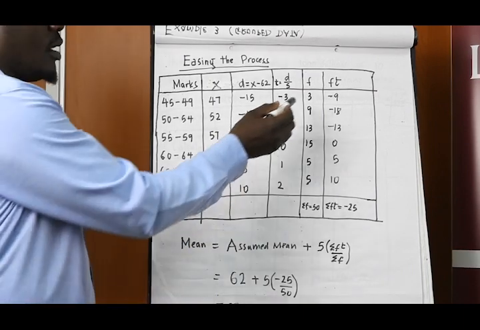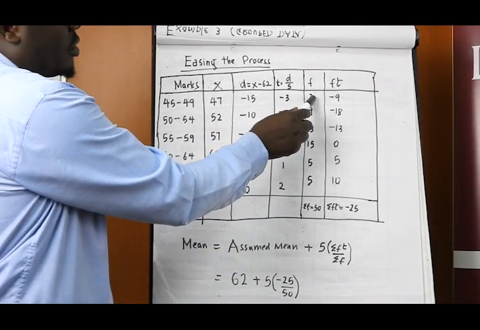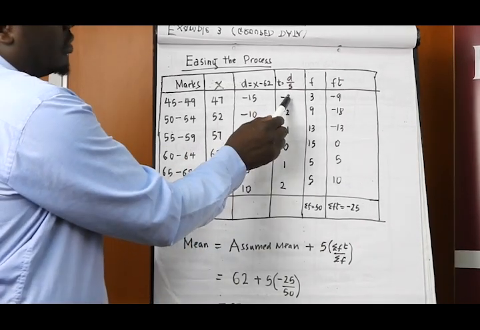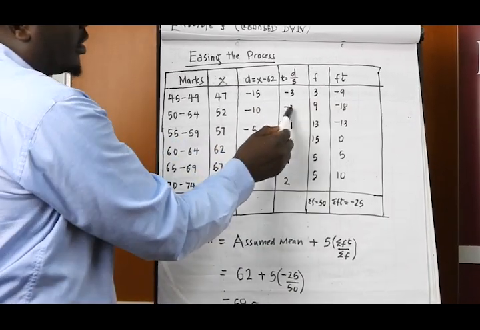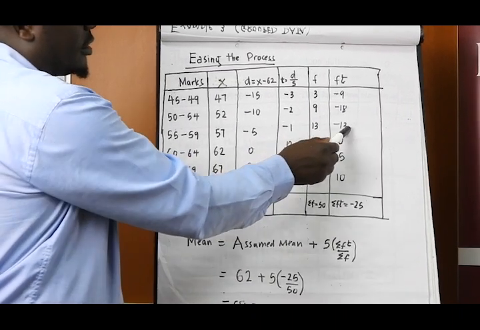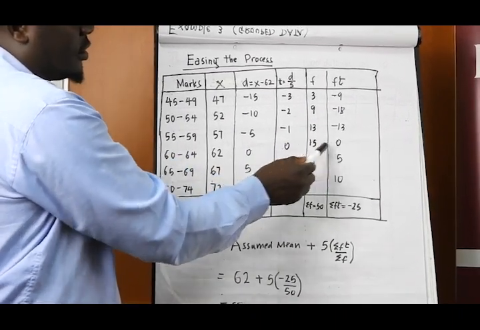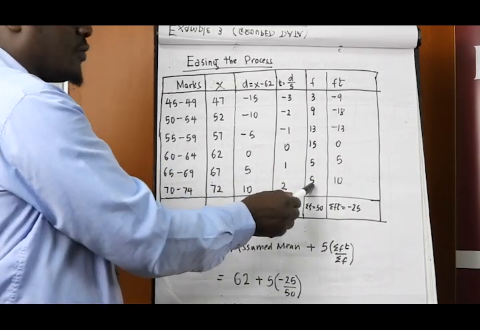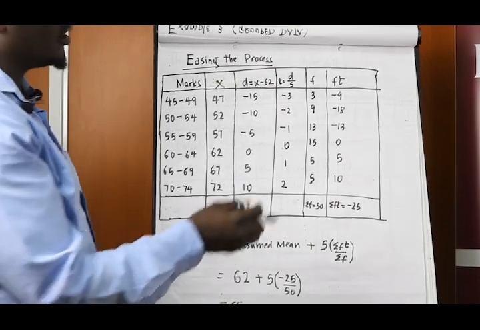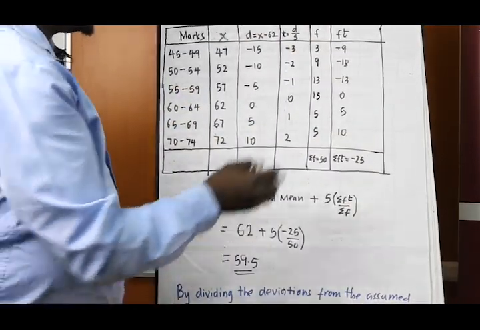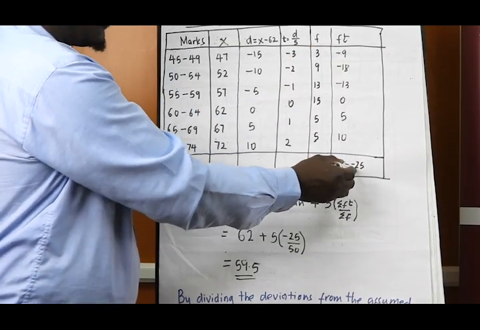After that, we multiply by the frequency. The frequencies were 3, 9, 13, 15, 5, and 5. So this times this: negative 3 times 3, negative 9; negative 2 times 9, negative 18; negative 1 times 13, negative 13; 0 times 15, 0; 1 times 5, 5; finally 2 times 5, 10. Then we do the same, add the fd together. So by adding these, we'll get negative 25.